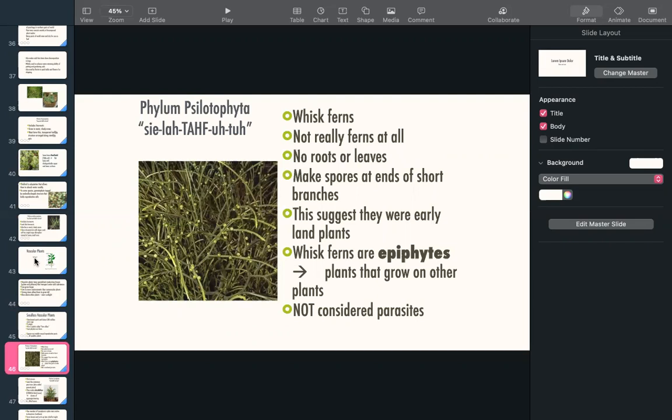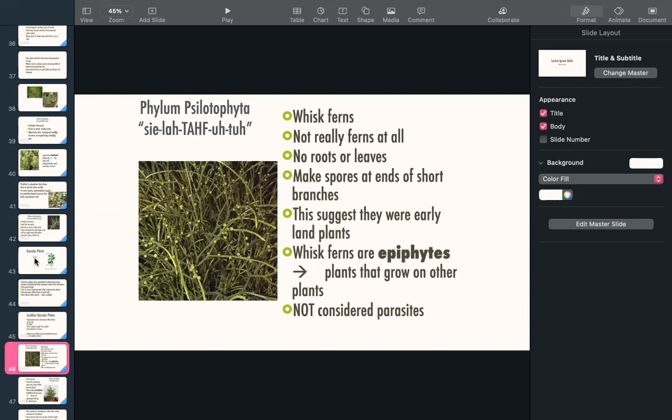The first phylum is called Psilophyta. The common name for this group is the whisk ferns, even though they're not really ferns. I guess that's maybe why they combine them and say they're fern allies. And why they would call something a whisk fern when it's not a fern, I guess just to be seriously annoying and confusing.